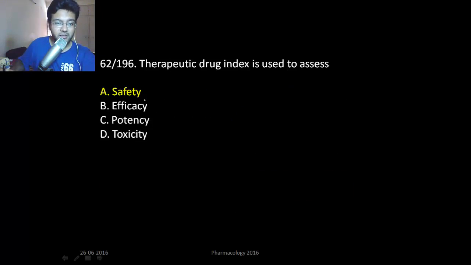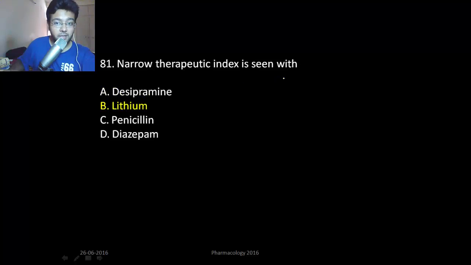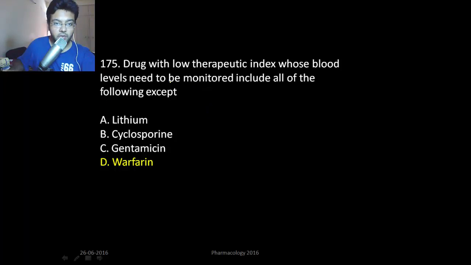Therapeutic index is to assess the safety of the drug. Narrow therapeutic index is seen with lithium, right? Drugs with a low therapeutic index whose blood levels need to be monitored. You need to monitor all of these drugs. These are aminoglycosides, cyclosporine, lithium, right? Anticoagulants can be monitored by measuring prothrombin time. You don't want to go inside plasma and measure how much warfarin is present. You could easily just prick your finger and know the bleeding time or prothrombin time.